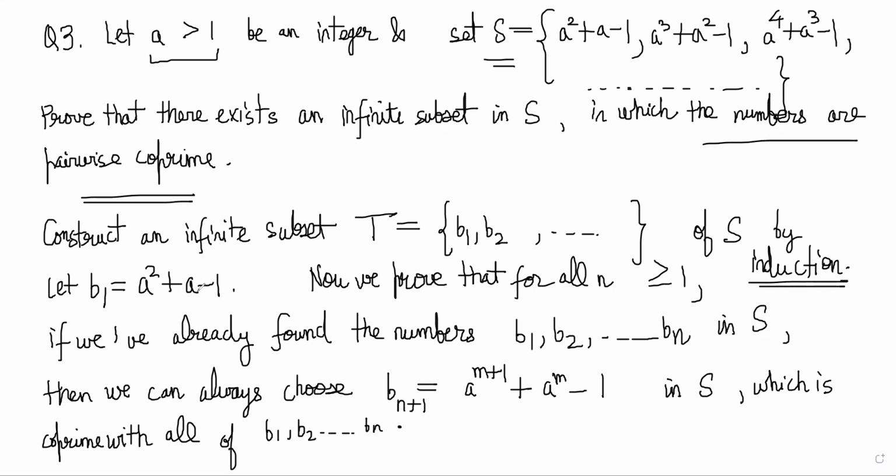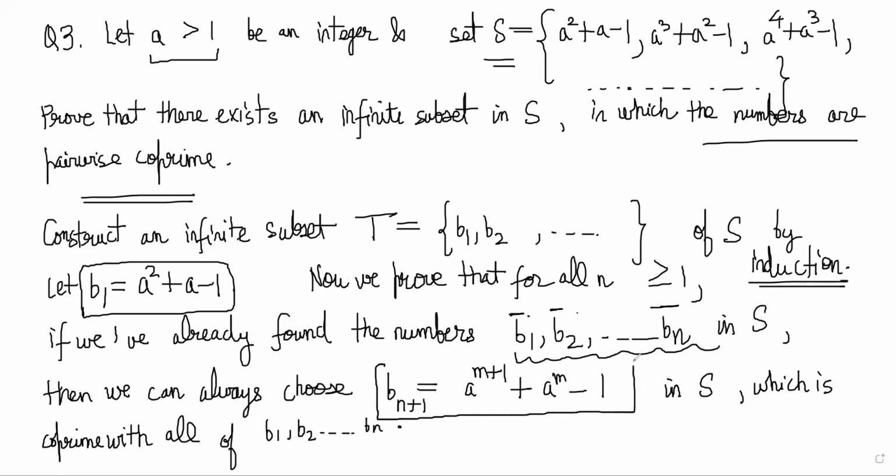So what is the logic here? We are saying that, let's say the first term in our infinite subset is B1, right? Now, what is the induction hypothesis? We assume that we are able to create a subset of n elements. The elements of the subset are B1 to Bn, and all the elements here are pairwise co-prime. So we have assumed that there is a subset with n elements which are co-prime to each other.